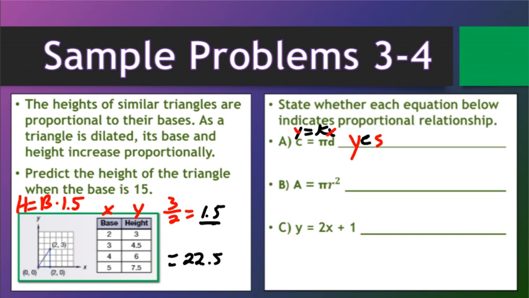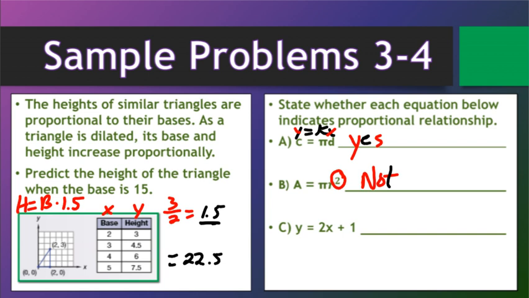Next one, area equals pi times radius squared. Because it's got that square on this variable, it is not a proportional relationship. Yes, it does have a constant in there, but the variable r has an exponent of 2, so it's not going to be multiplied by a number that's proportional because we're squaring every number.